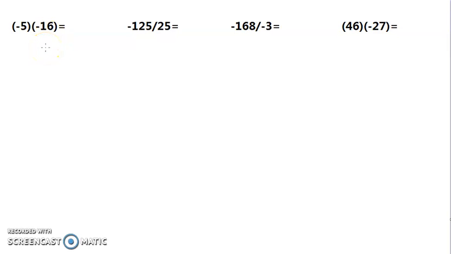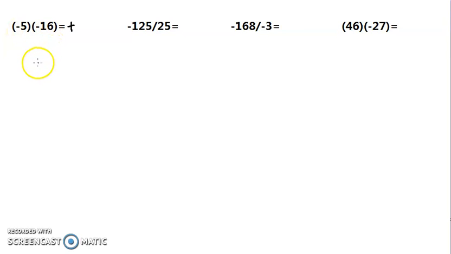First, we determine the sign. From the rule, we know that 2 negatives make a positive. Two negatives multiplied make a positive. So negative times negative is positive. The plus sign can also be omitted. Now we're going to multiply the numbers.